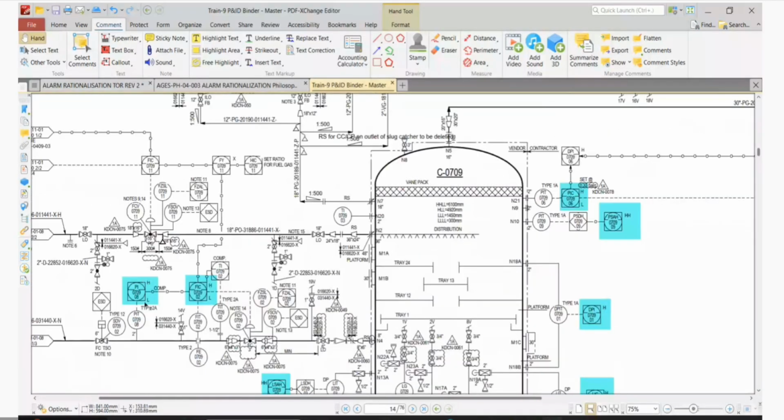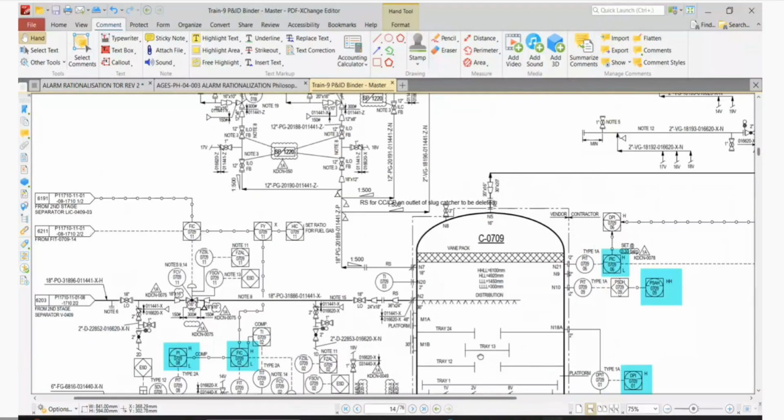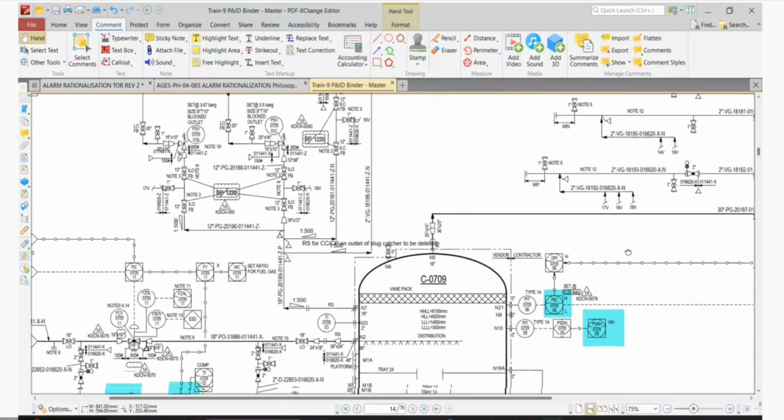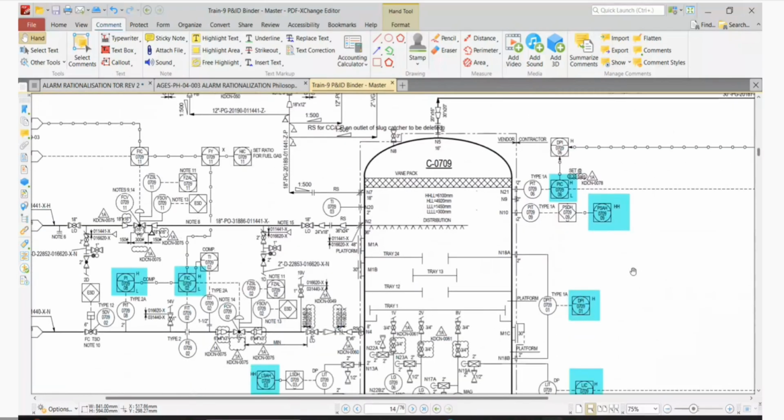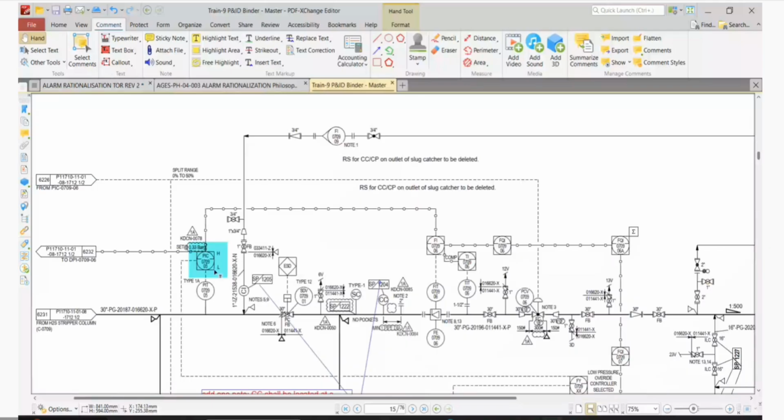If this FCB is closed, correct? FCB closed, and also the PCB open when not in demand. I think this you have considered, right? Yeah, that one is considered for this PIC, PAL.